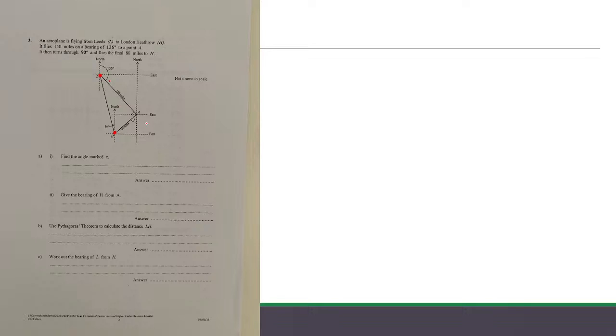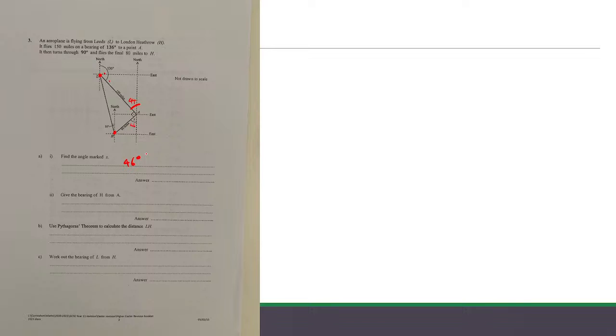Okay, so the first thing I want to do is work out this angle here. Now this angle here, this 136 and this angle are co-interior angles, so they add up to make 180. So the first thing I need to do is to work out the size of this angle. So 180 minus 136 will give me 44. So this angle is 44. This angle is 90. So this angle is 180 take away 90, take away 44, which is 46. So the size of angle X is 46 degrees.